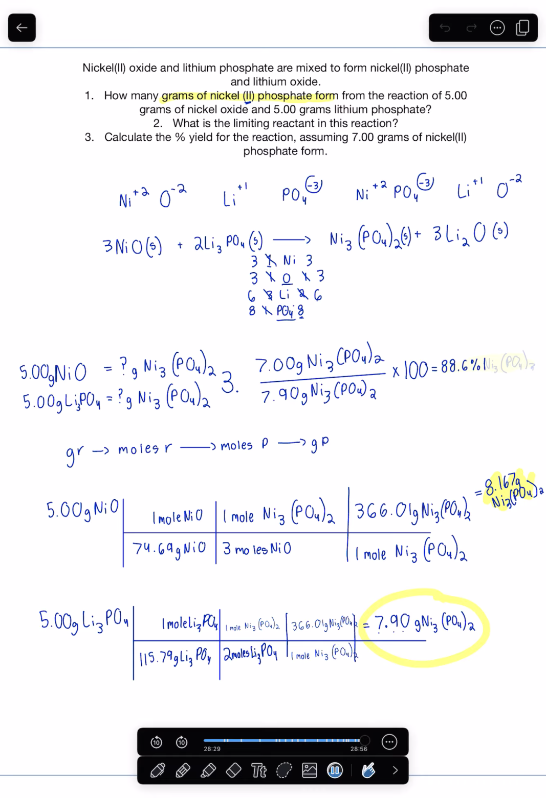And of course, using our units at the end, 88.6% is the percent yield for this reaction.